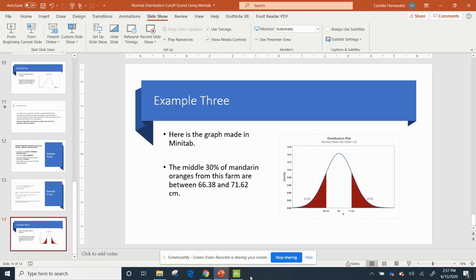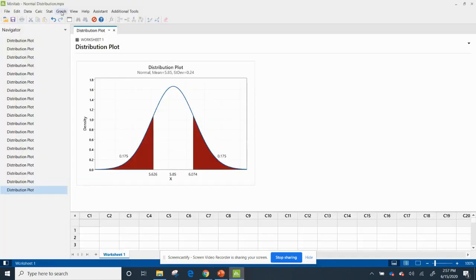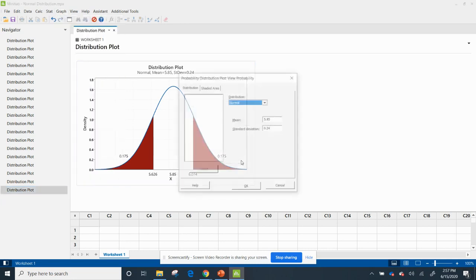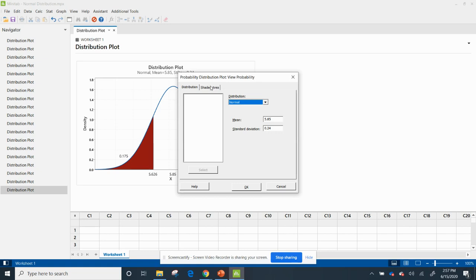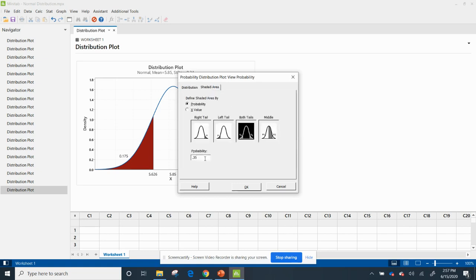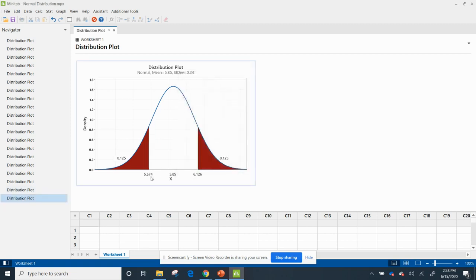Let's do another one with this. Say I wanted the middle 50%. Go to graph, go here, go here again. Still the same mean and standard deviation. If I have 50% in the middle, that means I have 50% in my tails. Divide by 2, I get 0.25 for each tail. Hit OK. So now the middle 50% ranges from 5.574 centimeters to 6.126 centimeters.